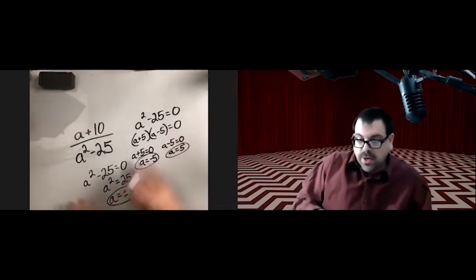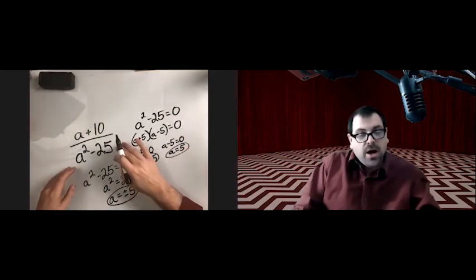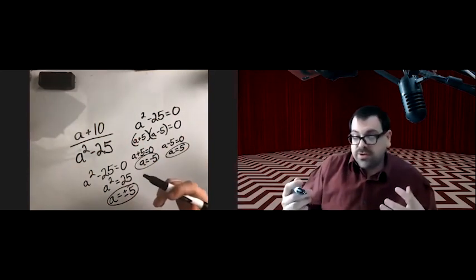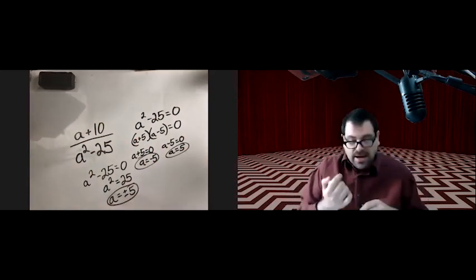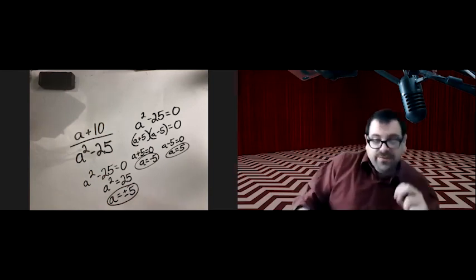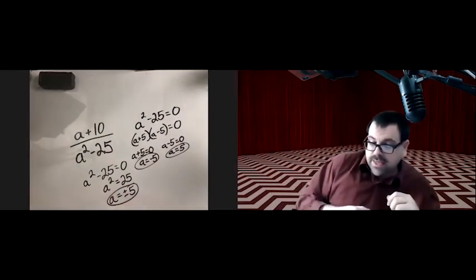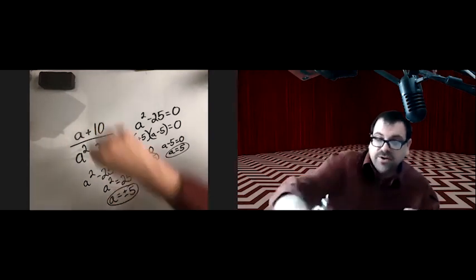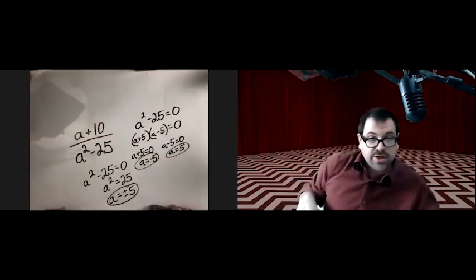So one way or another, we would set the bottom equal to 0 and solve to get a equals positive 5 and a equals negative 5 as the restricted values for this expression.